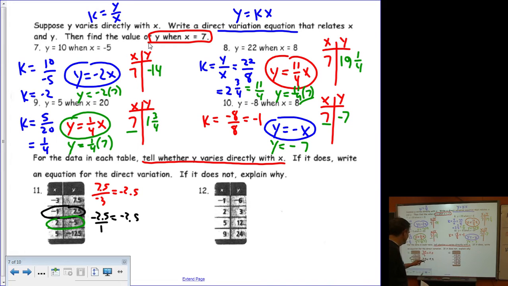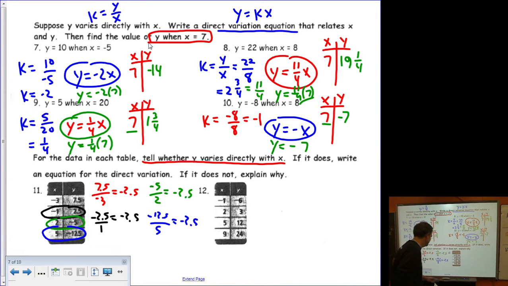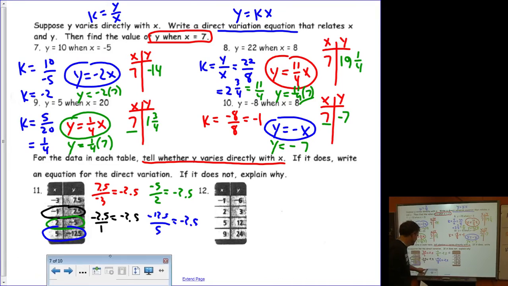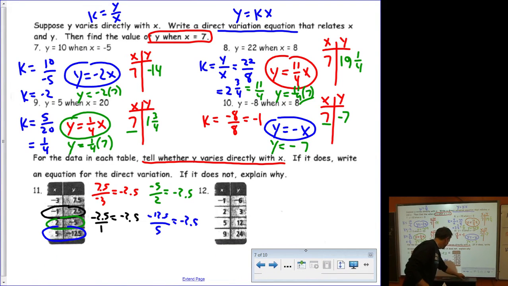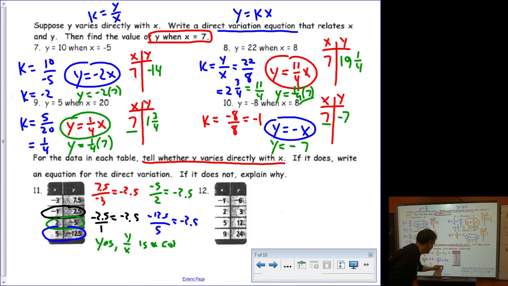I have -5 over 2. That equals -2.5. And I have -12.5 over 5, which also equals -2.5. So, because y over x is constant, it is a direct variation equation. Yes, y over x is a constant ratio.